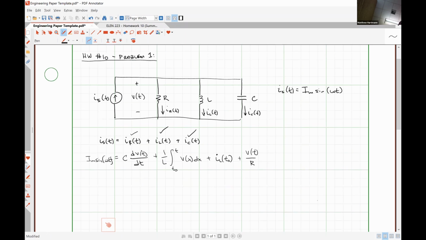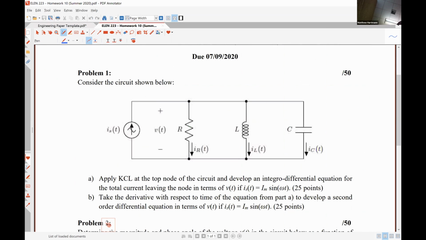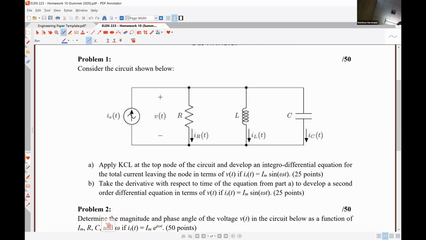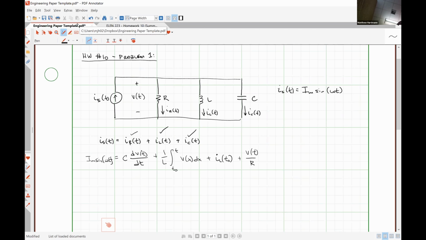So for part B, let's check over here. It asks us to take the derivative with respect to time of our results from part A to get a second order differential equation. So let's start with the left-hand side. If I take the derivative of Im sine omega t, what am I going to get? That would be omega Im cosine omega t. So the derivative of sine is cosine. I think that's right.